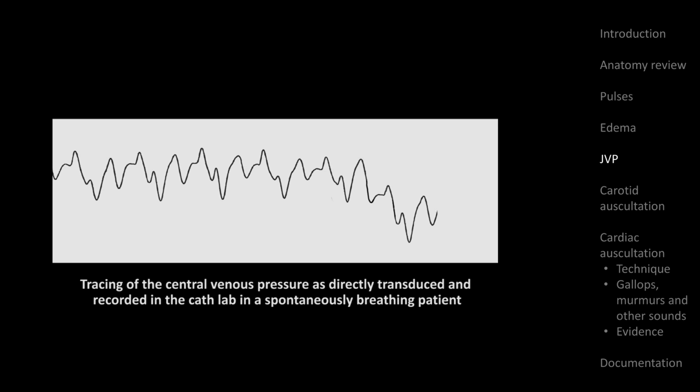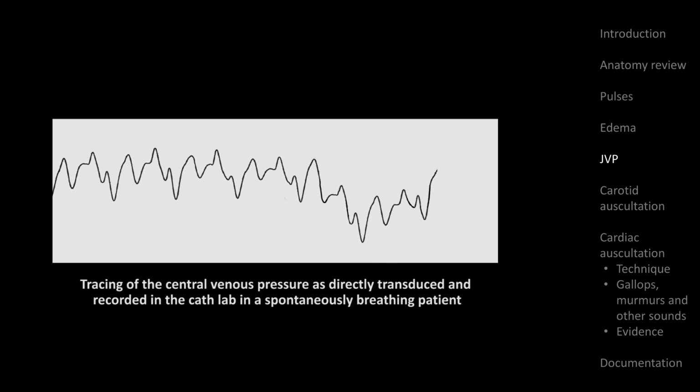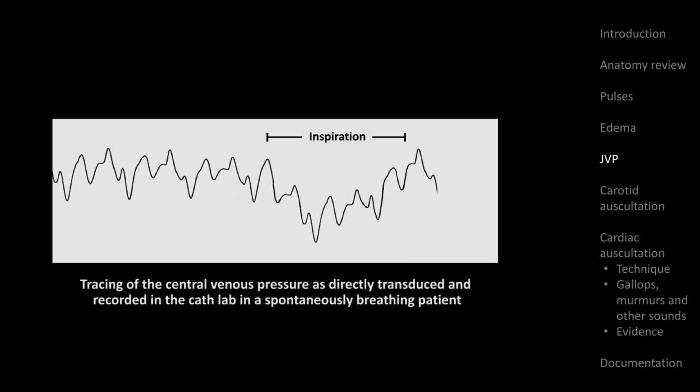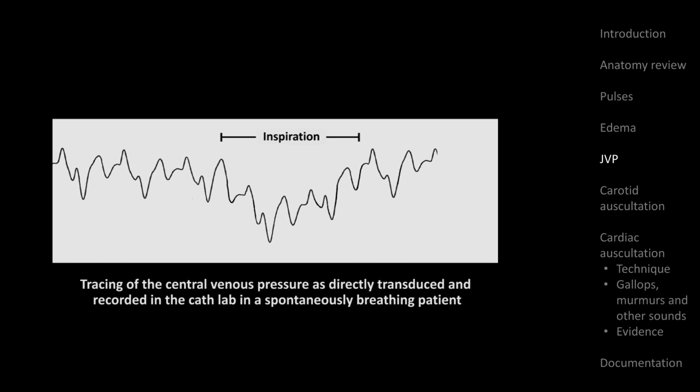As we can see, the JVP oscillates, with one period synchronized with the cardiac cycle and another synchronized with the respiratory cycle. In the cath lab, where there's a catheter directly transducing the pressure in the right atrium, the CVP is measured at end expiration. But in 20 years as a physician, I have yet to see a clinician at the bedside deliberately time their JVP measurement to the respiratory cycle.